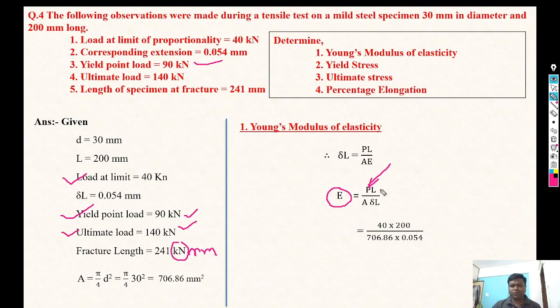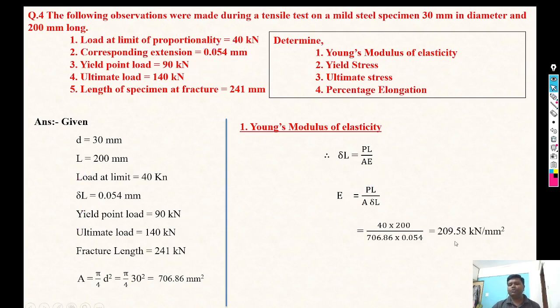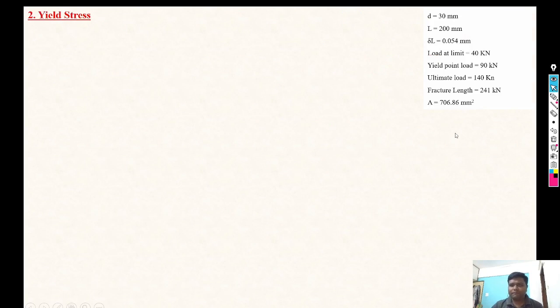So 40 into L, which is 200 mm, then area, and the elongation at that point is given. At the elastic limit the elongation is 0.054 mm, so just put all values, we will get the modulus of elasticity as 209.58 kilonewton per mm square. Okay, that first answer we got over here. Second, we require yield stress.